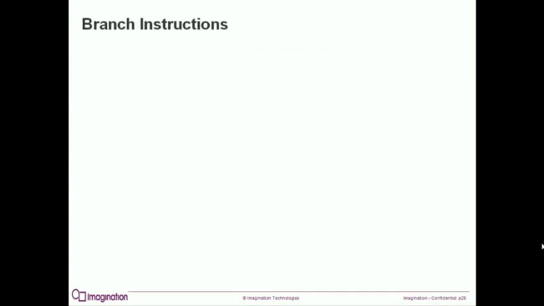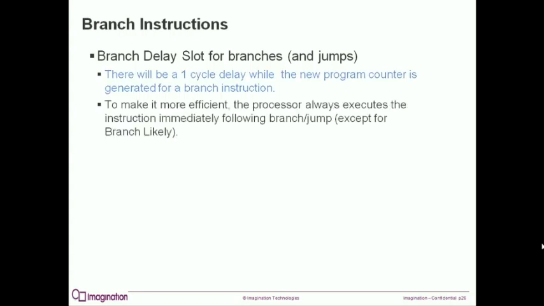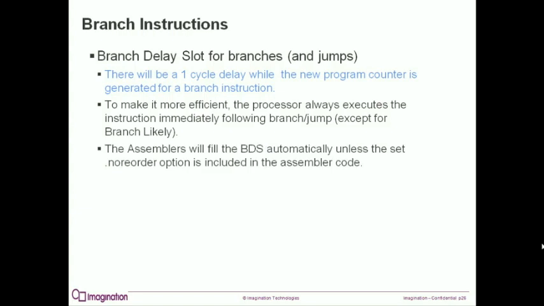Branches change the instruction stream to a different path, usually based on a conditional evaluation. The processor needs one cycle to install the new program counter for a taken branch. So instead of letting this cycle go to waste, the processor will always execute the instruction that follows the branch. This is a good place to do a loop increment. The assembler will fill this branch delay slot with an instruction of its choice.